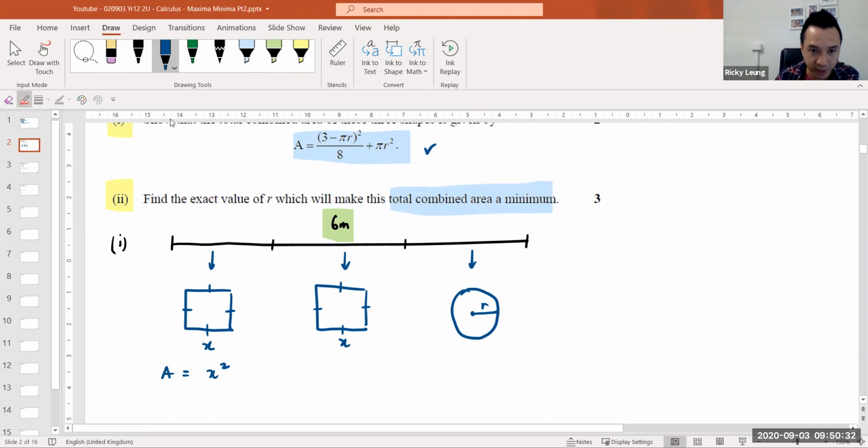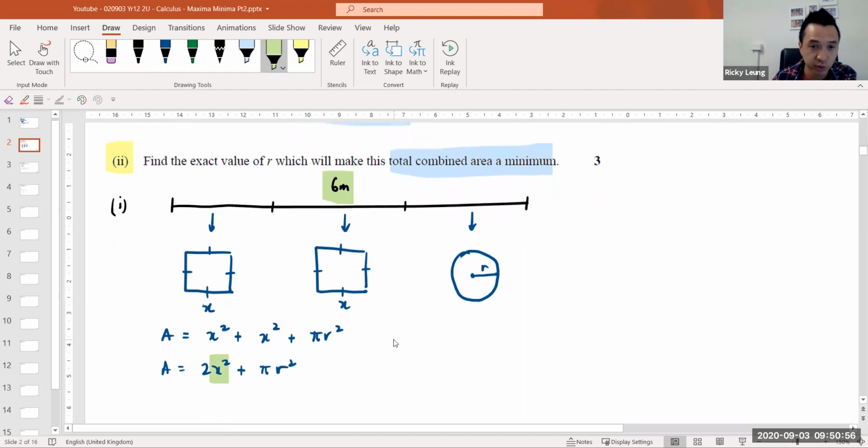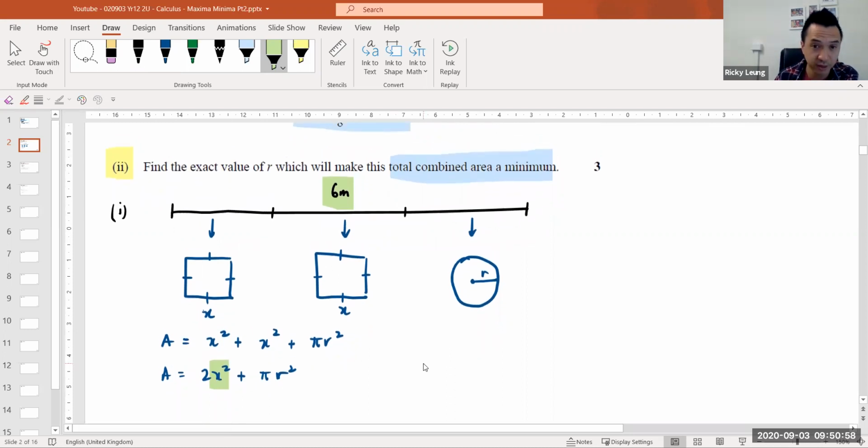So that's x squared for the first square, and there's two of them, so maybe for completeness of working out, plus x squared and plus pi r squared for the circle. Now, if I clean this up by grouping my like terms, you can see here I have an x squared in my area, right? Which currently I need to basically remove, right? Now, how do I remove it?